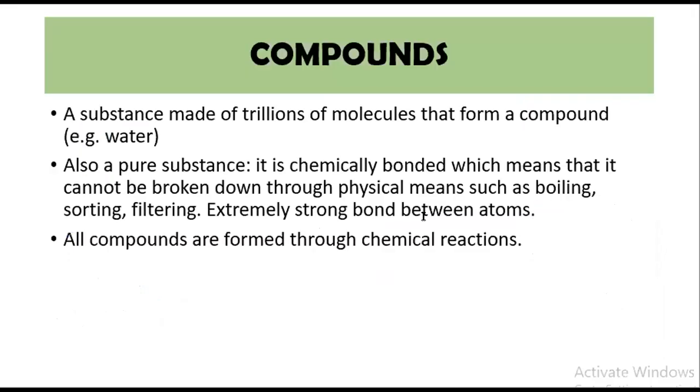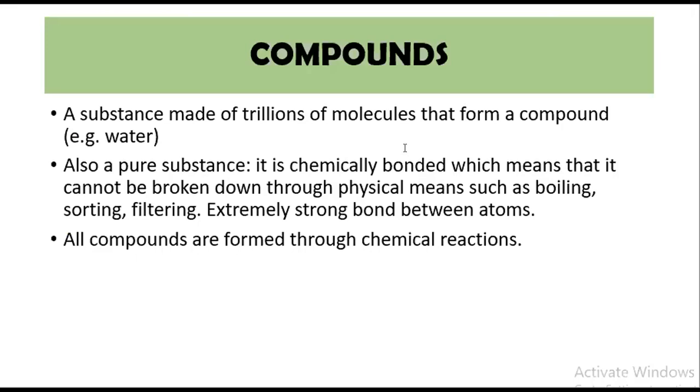Okay, so guys, in the previous lesson, we spoke about molecules, we spoke about compounds and elements, right? We said that molecules were the smallest part of a compound. So a compound is a substance made of trillions of molecules that form a compound, right? An example of a compound is water. Water is made from hydrogen and oxygen, right? And when you bond hydrogen and oxygen, you get water. A compound is also a pure substance.